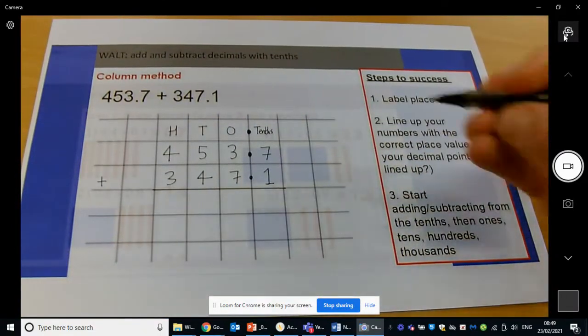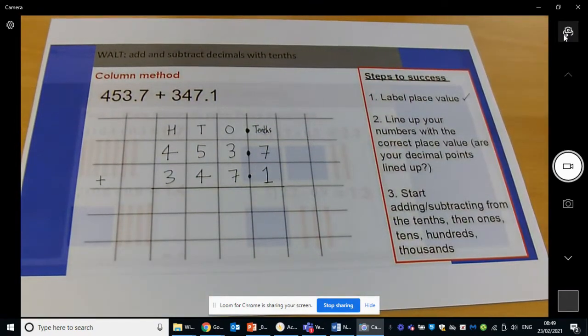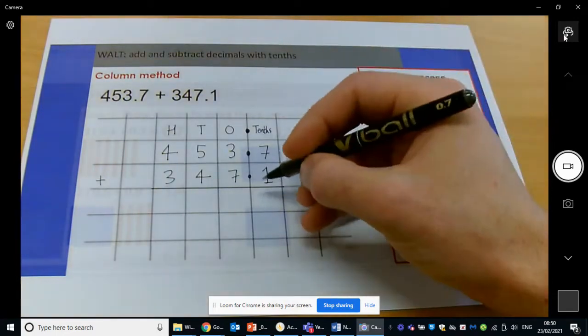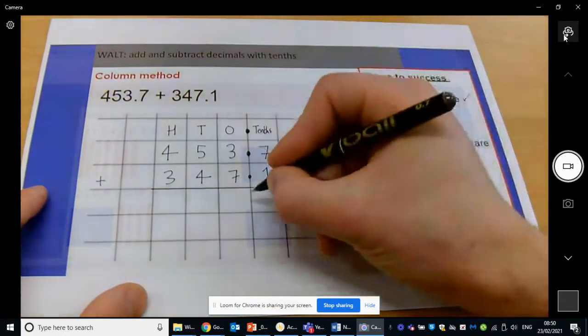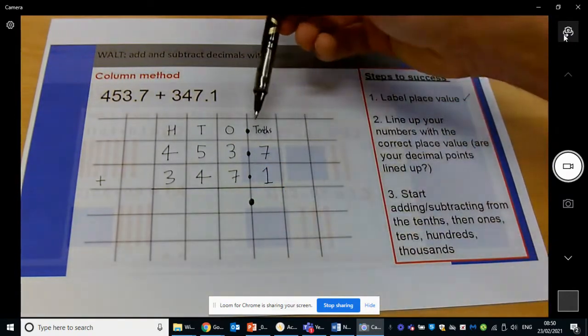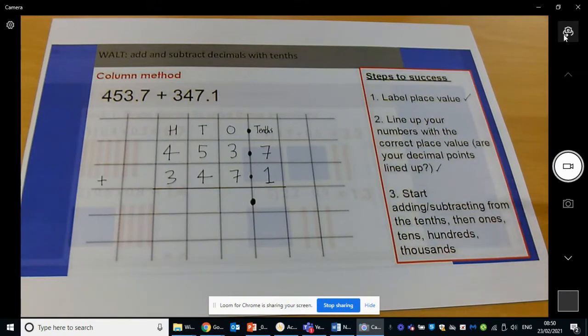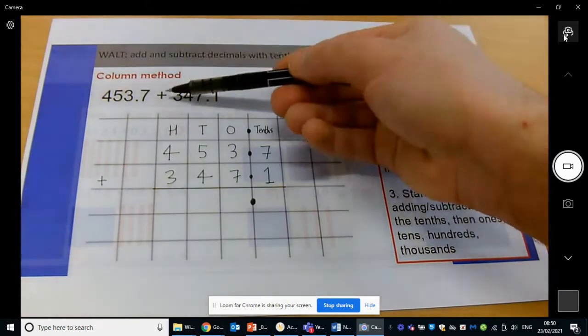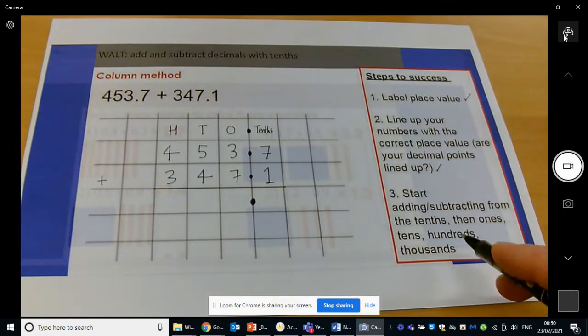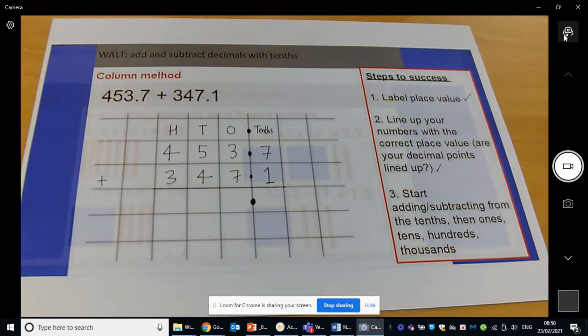Now, you can see with my decimal points that they have been lined up beautifully, so I can tell that my place value is absolutely spot on. And what I'm going to do, this is where I'm going to put my answer. Even before I start answering, I'm going to put my decimal point in there as well, because that is not going to move. They should be in this really neat straight line all the way down. Then, from this point, it is just start adding or subtracting. We're going to be adding in this case, from the tenths. So from the smallest number to the ones, to the tens, to the hundreds, just like you normally would on a normal addition. So let's have a look.